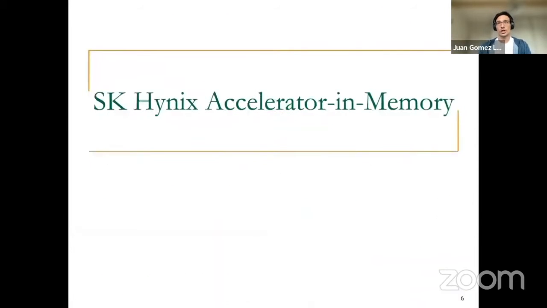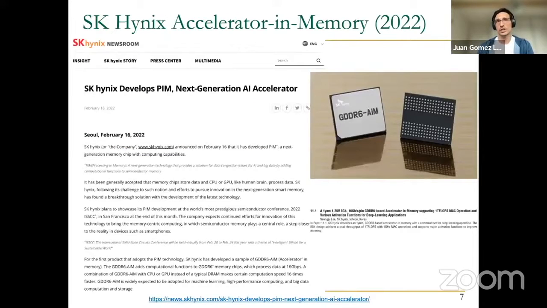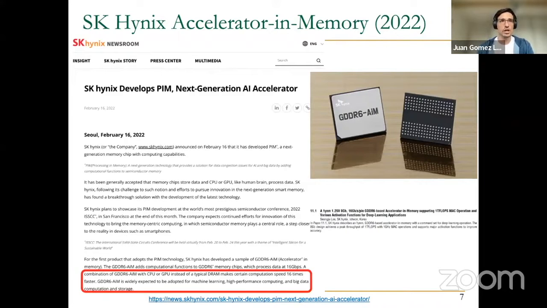We are going to talk today about the AiM architecture from SK Hynix. As you will see, it has certain similarities with the Samsung FIMDRAM architecture, but also certain differences. As I said before, this architecture was announced at the ISSCC conference this year in February, and it's based on GDDR6 DRAM. In a similar way as the Samsung architecture, it is targeted at machine learning and also high performance computing, big data computation, and storage.